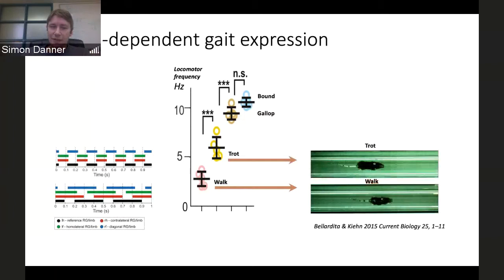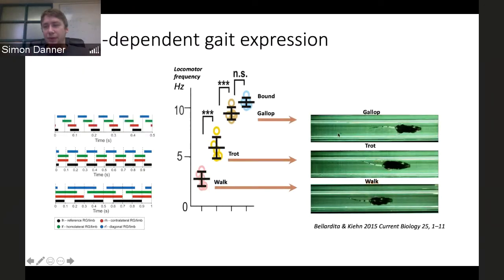Then with an increase of the speed, the animals start to trot, where the diagonal limbs are synchronized and there is left and right alternation. You can see this here, where the stance phases and swing phases are marked for the four different limbs. And when the speed increases further, mice start to gallop, where the left and right limbs in the forelimbs and the hind limbs start to be almost synchronized, or quasi synchronized.